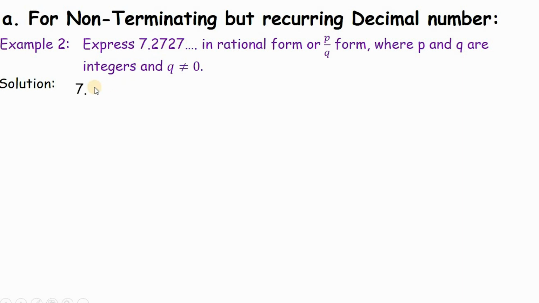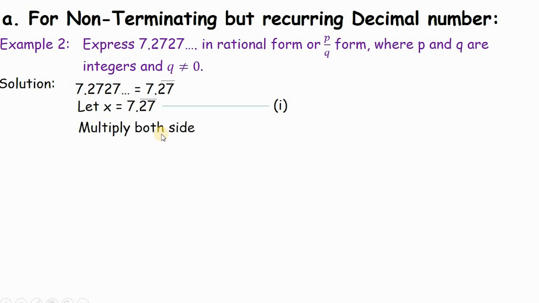So we can write 7.2727... is equal to 7.27 bar. Now this bar represents that 27 is repeating. So first step is we'll let x equal to 7.27 bar and we'll name this equation 1. Since 2 digits are repeating, we'll multiply both sides by 100. And when you multiply it, you get 100x equal to 727.27 bar. And we'll name this equation 2.